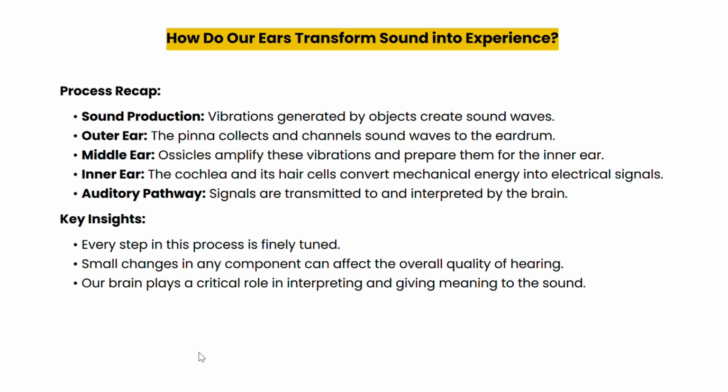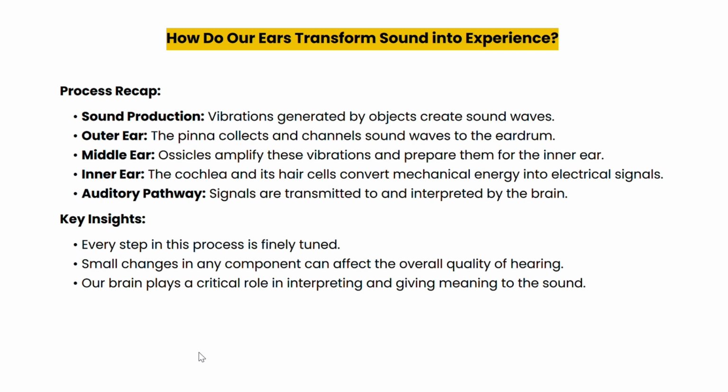So, how do our ears transform sound into experiences? In conclusion, we can say the process of hearing is nothing short of extraordinary. It all begins when an object vibrates, producing sound waves that are captured by the outer ear. These vibrations travel through the ear canal to the eardrum, where they are set into motion. The middle ear's ossicles then amplify these vibrations before they reach the cochlea in the inner ear.